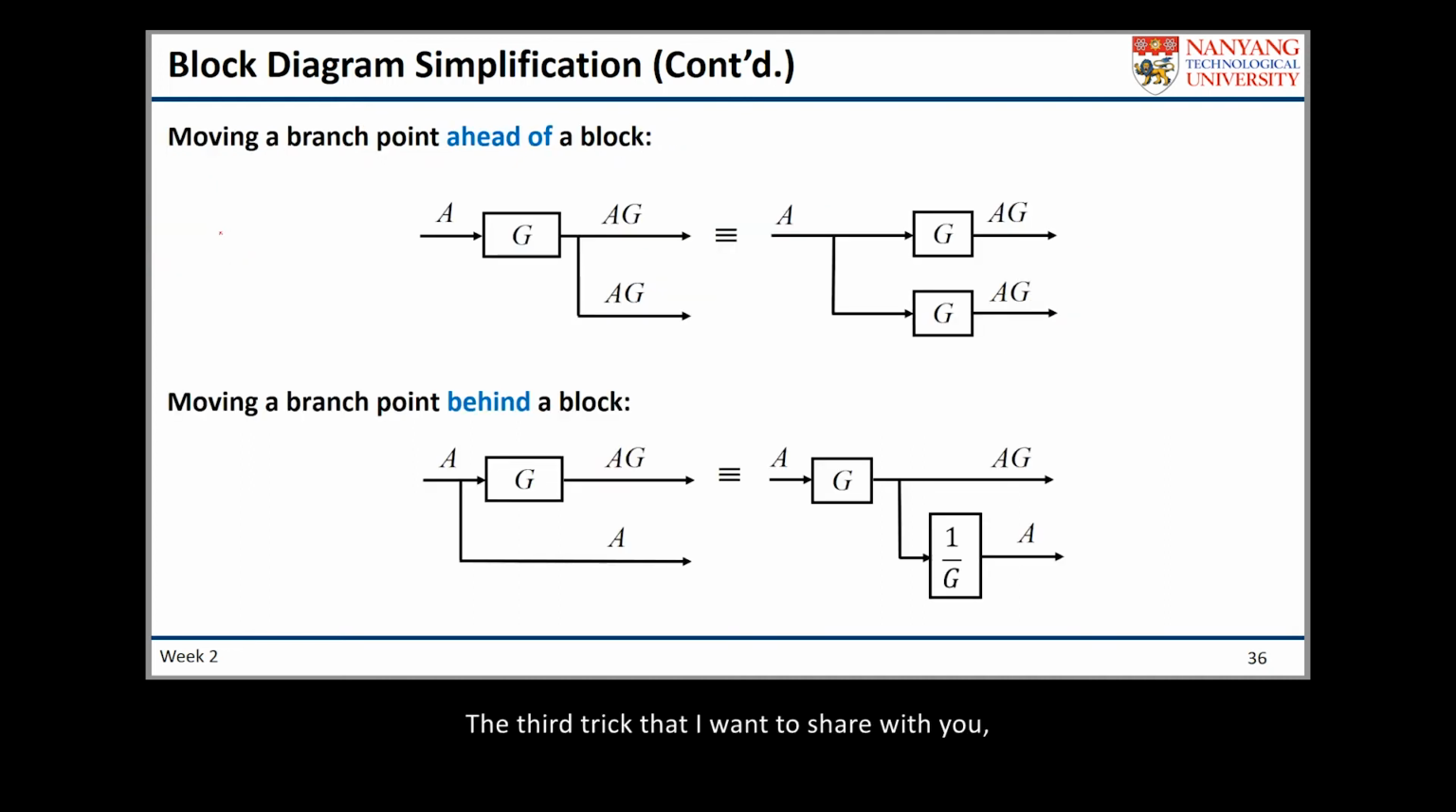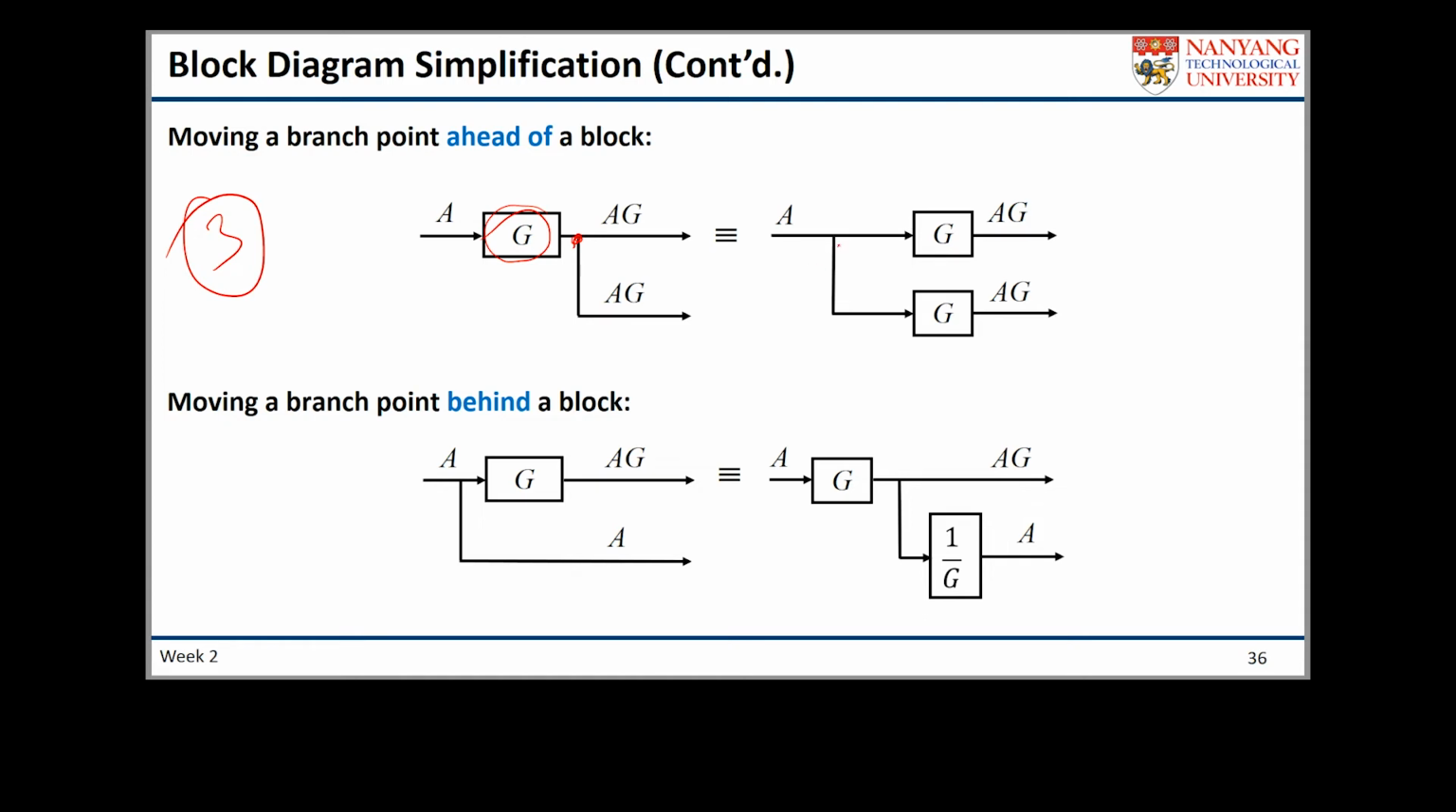The third trick that I want to share with you: you might have a case again where you have a block with a transfer function of G, and then there is another branch point following that transfer function G. There might be a case that this arrangement causes complexity in your block diagram. You need to simplify it by swapping these two. So you want to put the branch point before the block G. You can do that.